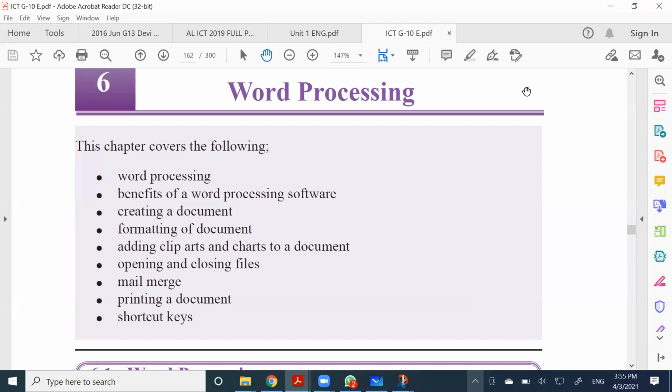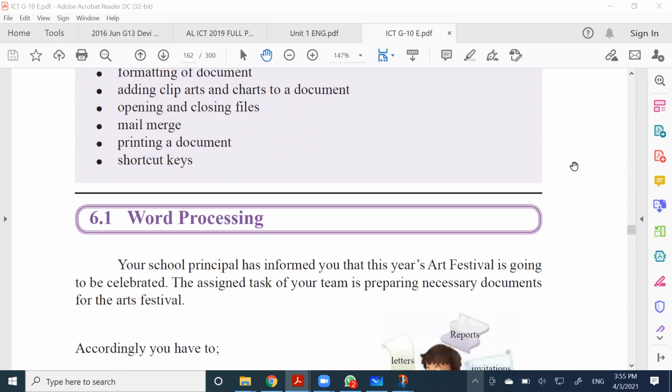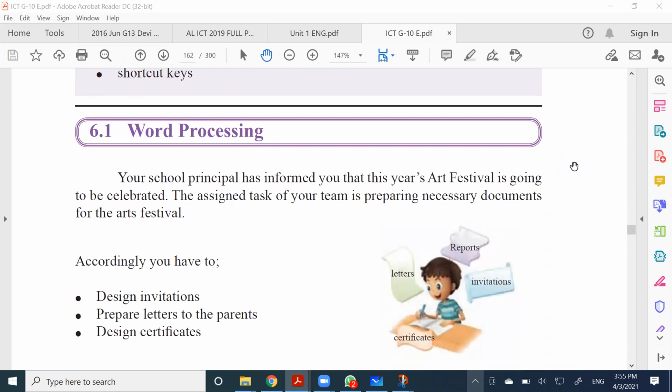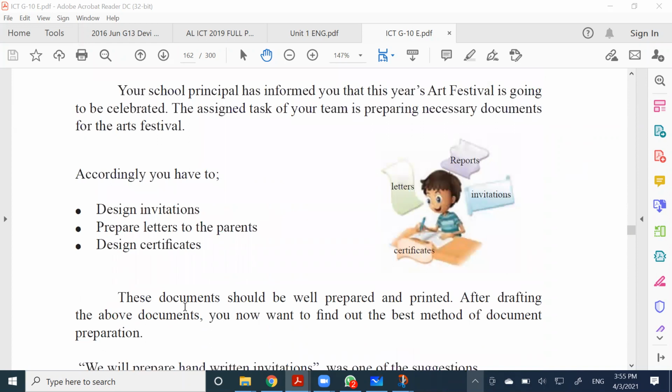Okay, so word processing is to process words, like I said, and it is not there to do calculations. Here it shows you the things that we do with word processing, like designing invitations, preparing letters, designing certificates, those kinds of things.